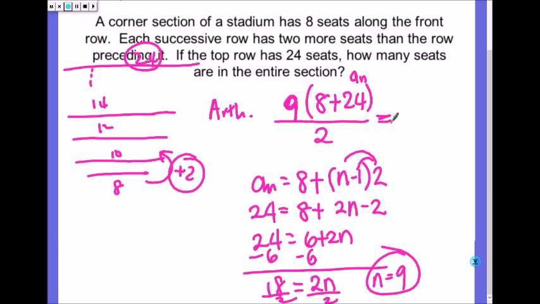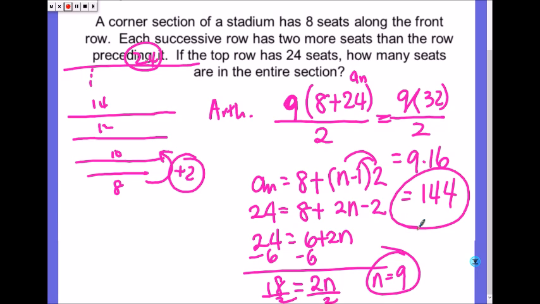And then you plug into the calculator. It's 9 times (8 plus 24) divided by 2, which is 9 times 16, which is 144. There are a total of 144 seats.